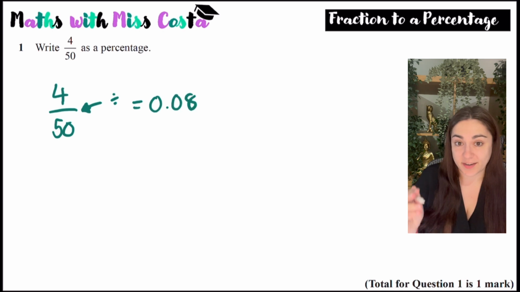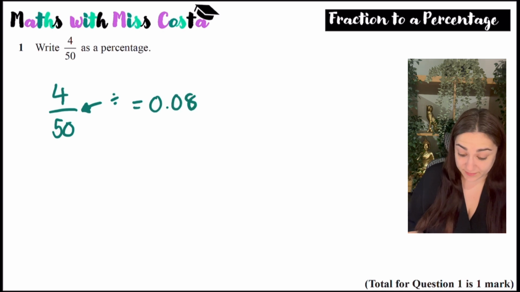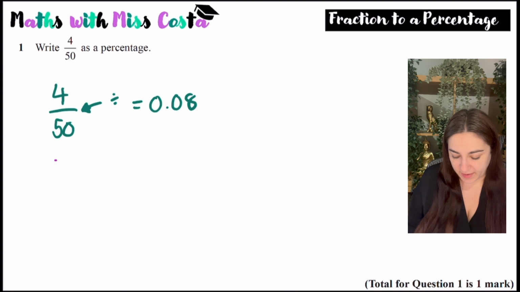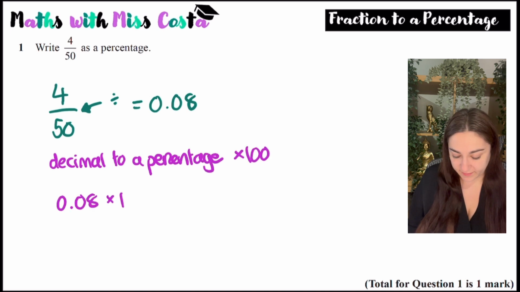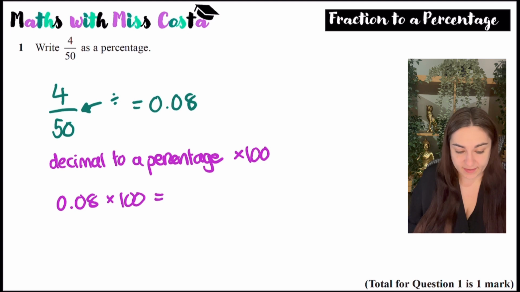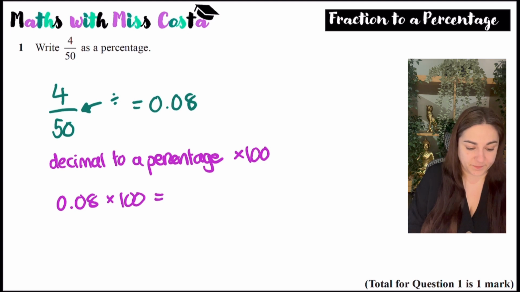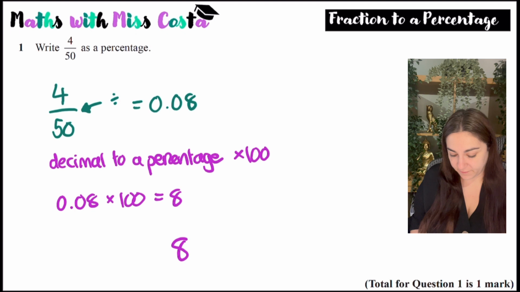0.08. So to turn a fraction into a decimal, we just divide, and then a decimal to a percentage, we just multiply by 100. So 0.08 times by 100 is 8. So then 4/50 as a percentage is 8%.